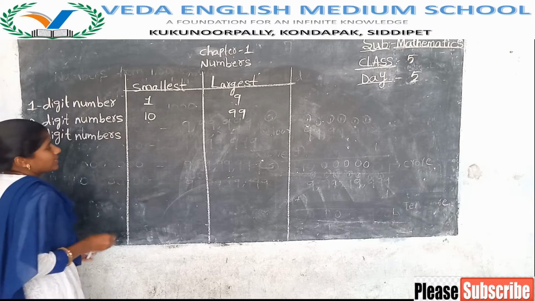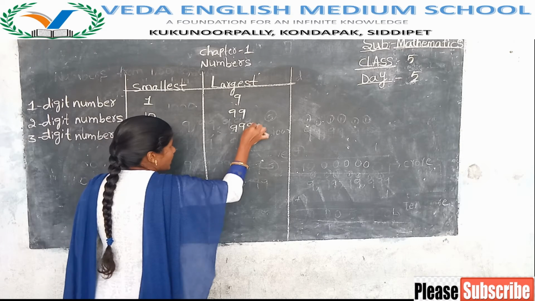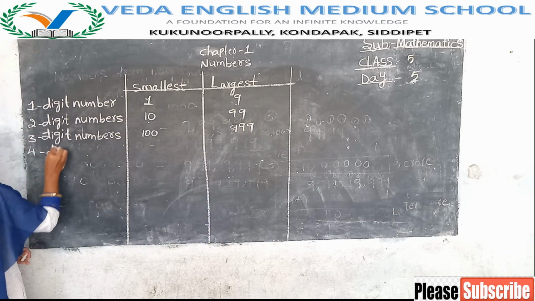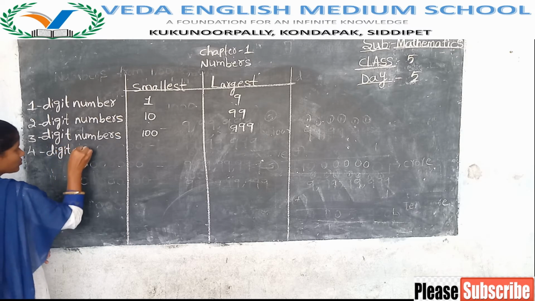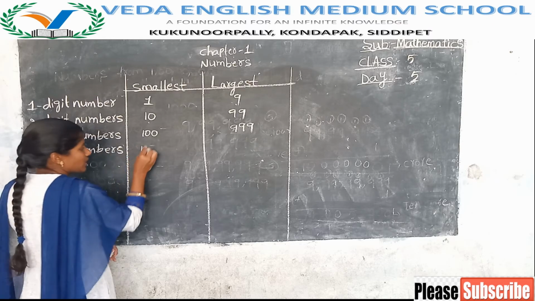3 digit numbers. The 3 digit smallest number is 100. The 3 digit largest number is 999. Next, 4 digit numbers. The 4 digit smallest number is 1000.